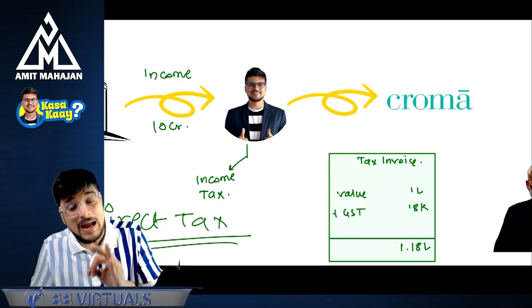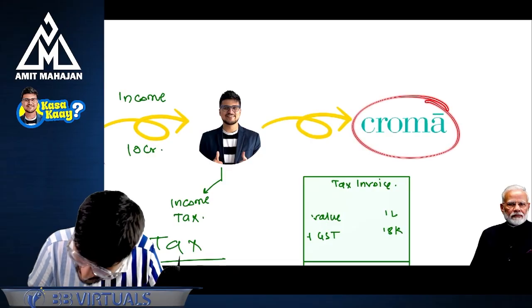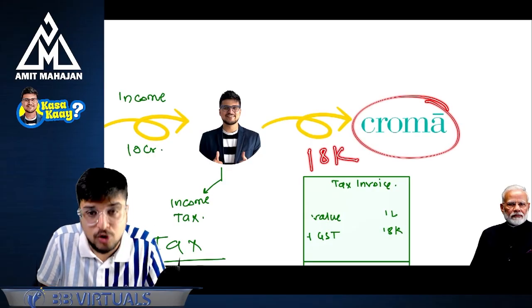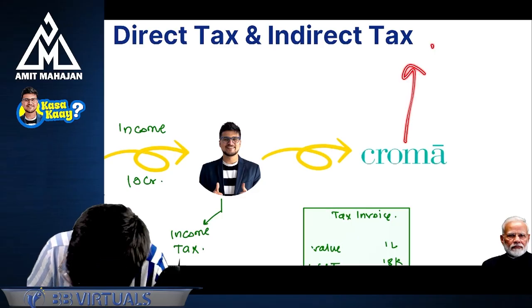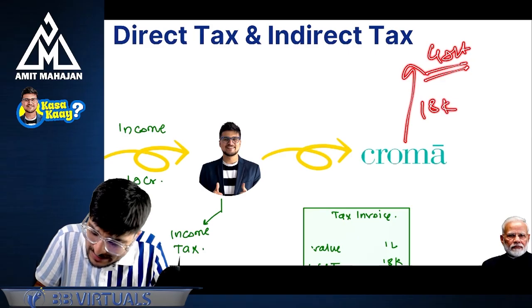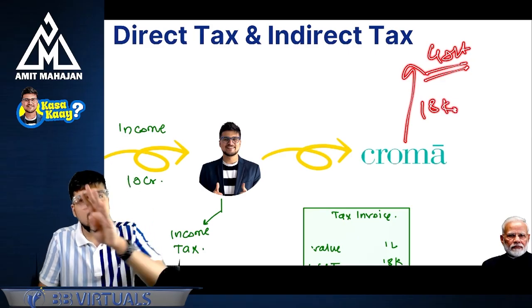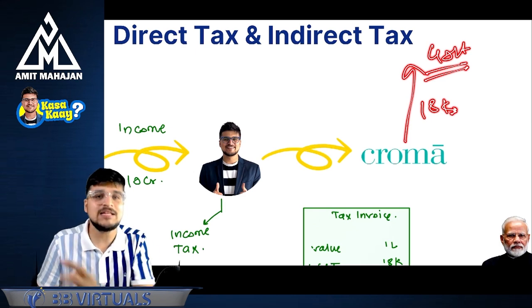Absolutely no. I'm not going to the government and paying the GST, but I'm going to Chroma and giving 18,000 rupees to Chroma, where Chroma is going ultimately to the government and paying the GST of 18,000. But 18,000 rupees is given to Chroma by Amit Mahajan only. So can I say ultimately the person who paid that GST is Amit Mahajan only?